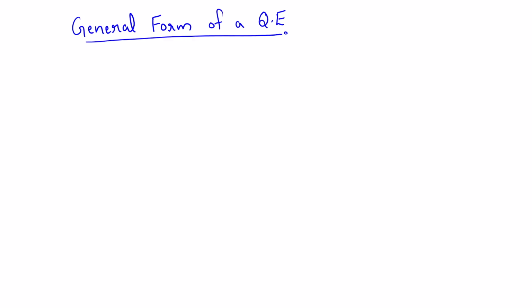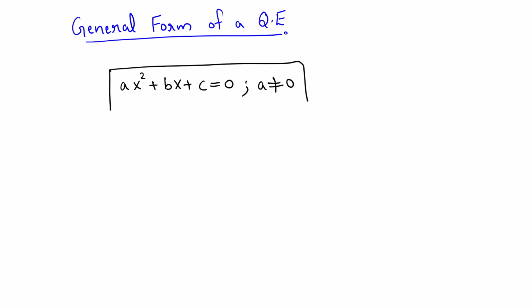Okay. Let's have a look at the general form of a quadratic equation. So, the general form of a quadratic equation is given as ax square plus bx plus c equal to 0, where a not equal to 0. This is the standard form or general form of a quadratic equation. The only condition is that a can never be equal to 0.